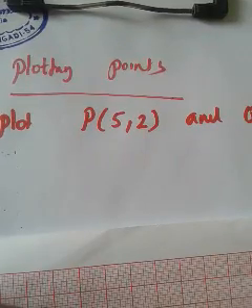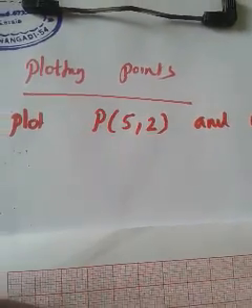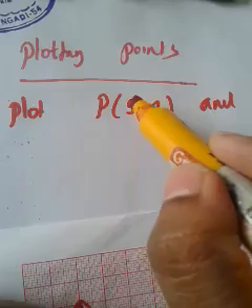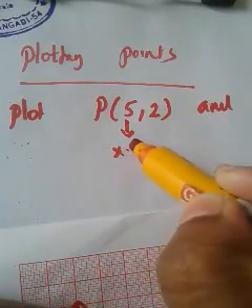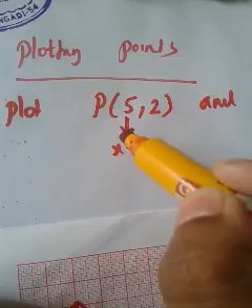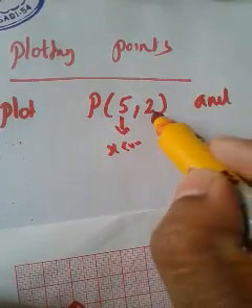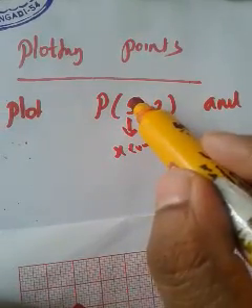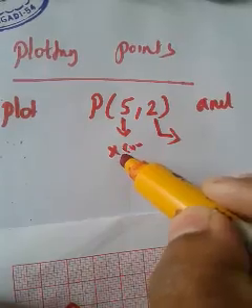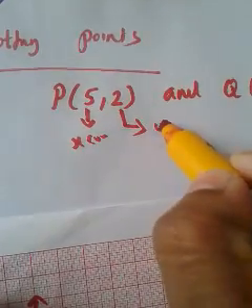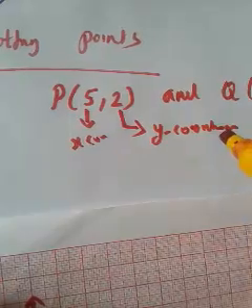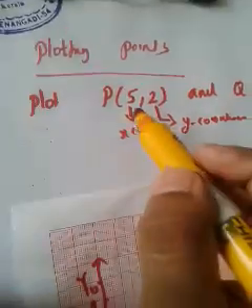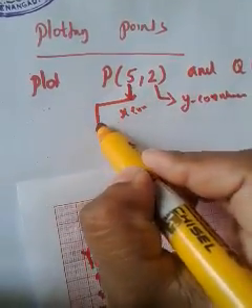Because order is important. It means that the first point should be the x coordinate. You can mark like this. The first point should be the x coordinate, and the second point, that means here the 5 is known as the x coordinate and 2 is known as the y coordinate. You may have a doubt about what the x coordinate and y coordinate are.